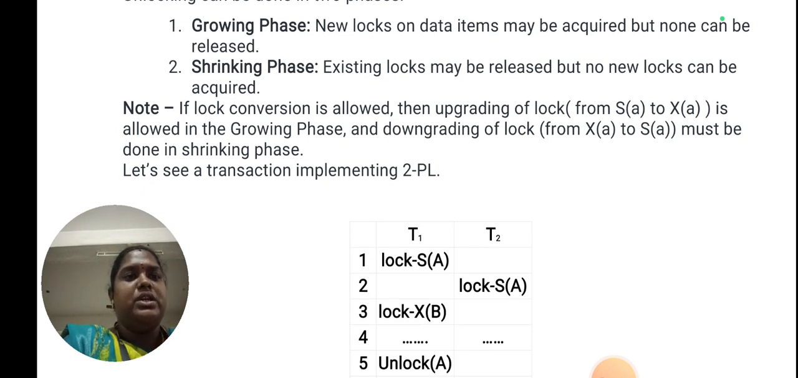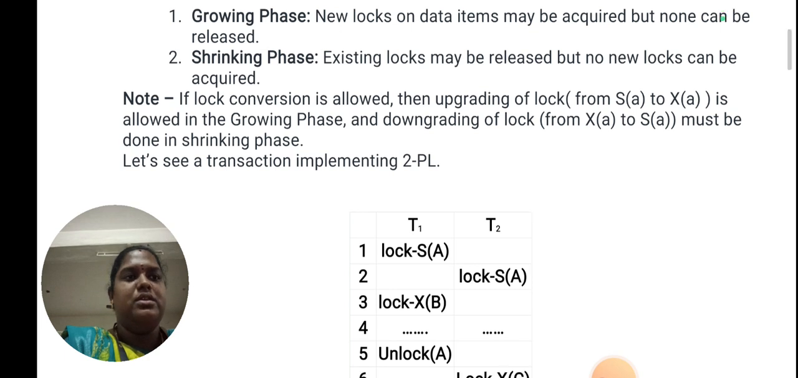If lock conversion is allowed, then upgrading of a lock is allowed in the growing phase and downgrading of a lock must be done in the shrinking phase.